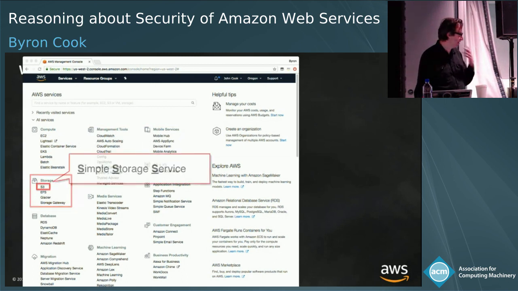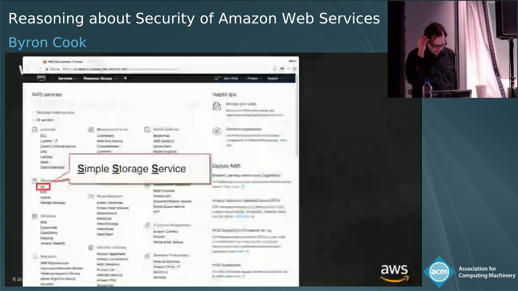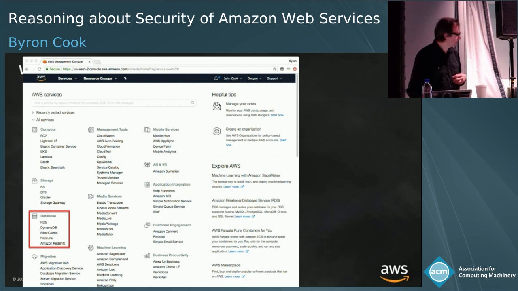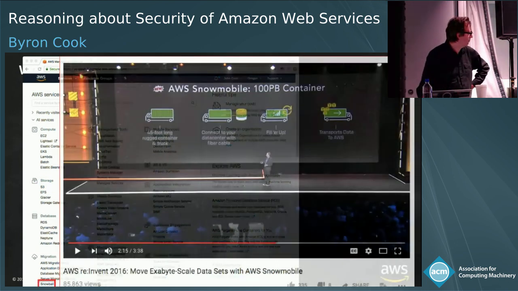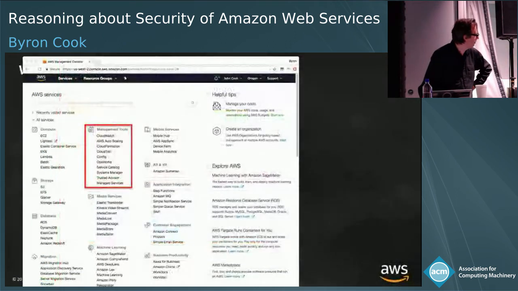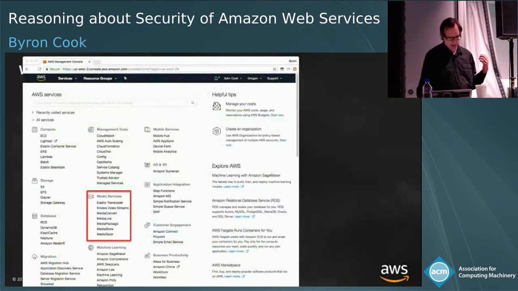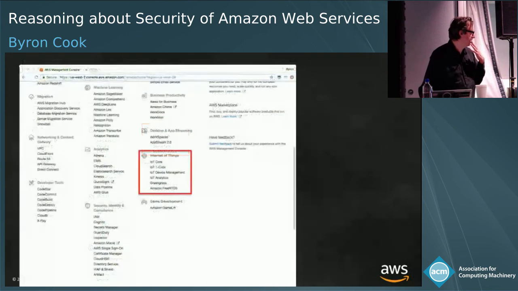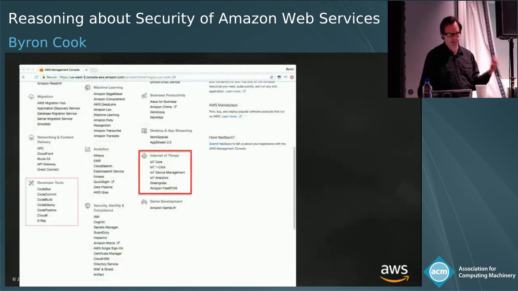There's also storage. So S3 is short for Simple Storage Service. Your apps and websites you use and your tax records and your flight schedules all actually reside on Amazon AWS S3. So this is a big service. And then there's databases, and I won't talk about that. There's management tools, there's mobile, there's machine learning APIs, and there's IoT. So there's a wide range of services that are available.